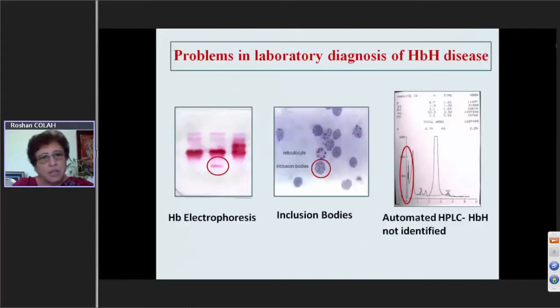Hemoglobin H disease must be looked at carefully for diagnosis in the lab. Usually on HPLC, you see a sharp spike at the start of the chromatogram, which is not read and shown as hemoglobin H or as alpha thalassemia. But if you do a classical electrophoresis, you will see that a fast-moving band is seen at alkaline pH. And when you do the reticulocyte staining, you will see inclusion bodies which have a golf ball-like appearance. And these are all indications of the presence of hemoglobin H.